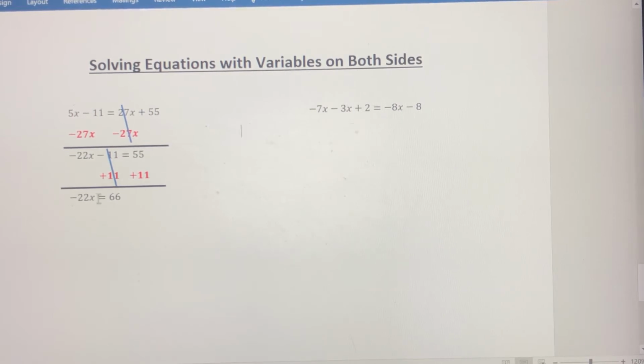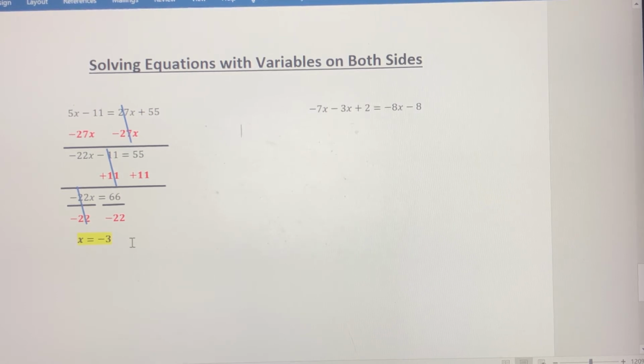I want to get x by itself, so the inverse of negative 22 times x is we're going to divide. Inverse operation for multiplication is division. So divide both sides by negative 22. On the left side, the negative 22's cancel out. On the right side, I get 66 divided by negative 22, which is negative 3. So x equals negative 3.